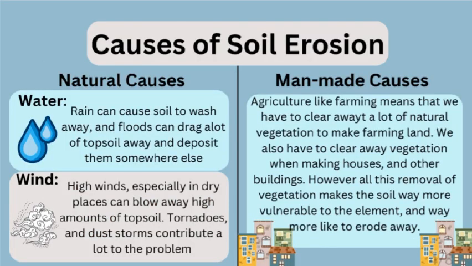Causes of soil erosion: there's two types, natural causes and man-made causes. In natural causes, there are the basic things like water and wind, like high winds and rain can wash away or blow away soil. And the man-made causes are like clearing out vegetation for agriculture or farming, which makes the soil more vulnerable to winds and water.